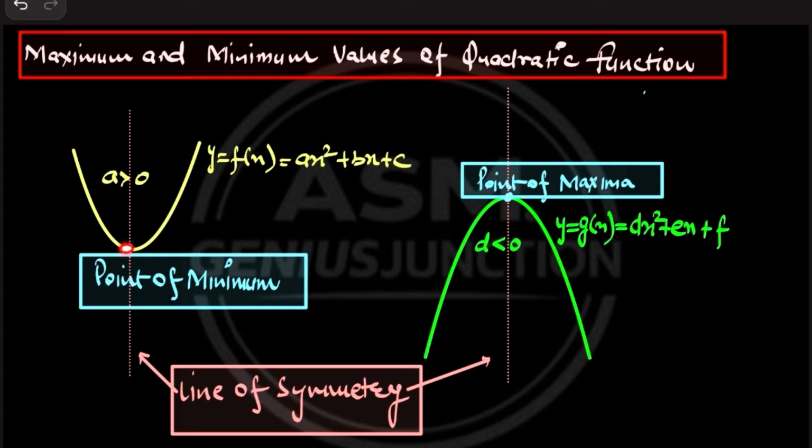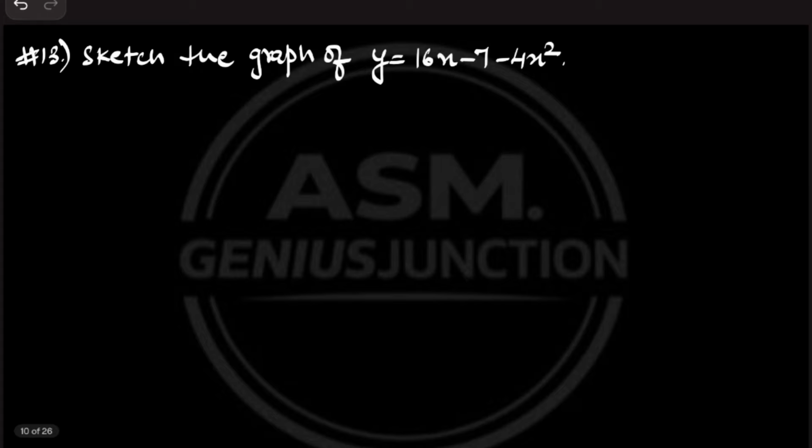The vertex point is taken as the point of minimum when the curve opens upwards, and if the curve is opening downwards, then this vertex is considered as the point of maxima, right? The line which divides this curve symmetrically into two halves is termed as the line of symmetry. Okay, so let's deal with the questions based on this particular concept.